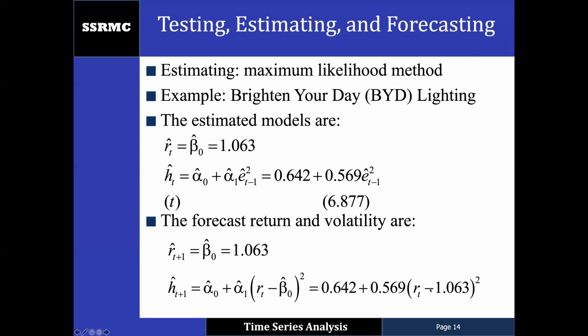So that's how we can make the calculation. Basically we use the value of r_t and the value of 1.063, that's the estimated value of r_{t+1} hat, or beta_0 hat. Then using this equation, once we know the value of r_t, which is available from our data set, that will give us the estimated value of h_{t+1} hat as well. So that's how to make forecasting.